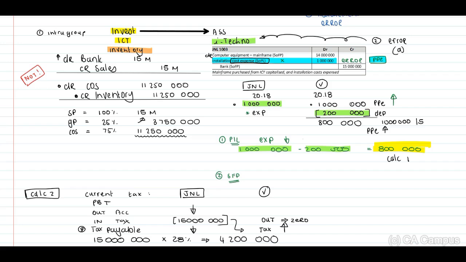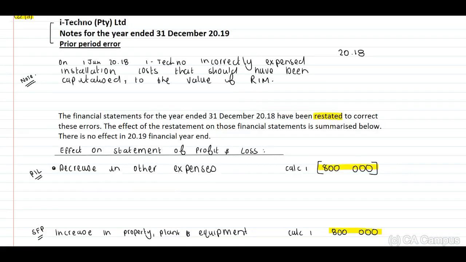And let's transfer this to the face of our note. We have indicated here, guys, you still with me, that this will result in an increase in our tax payable. And this is my calculation 2. And this is an amount of 4.2 million. Now, but what about the 800,000 correction?